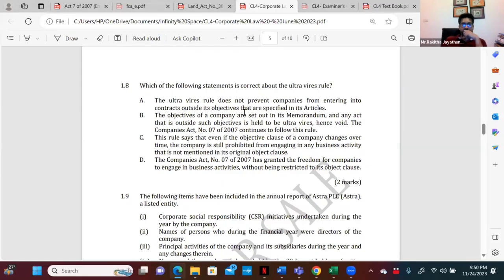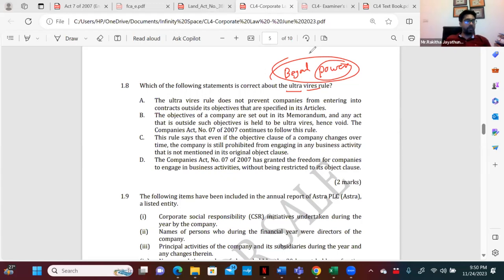Which of the following statements is correct about the ultra vires rule? What do you mean by ultra vires? It's a Latin term. Ultra means beyond. Vires means power. Beyond power. Ultra vires means beyond power. This is part of the company law actually.